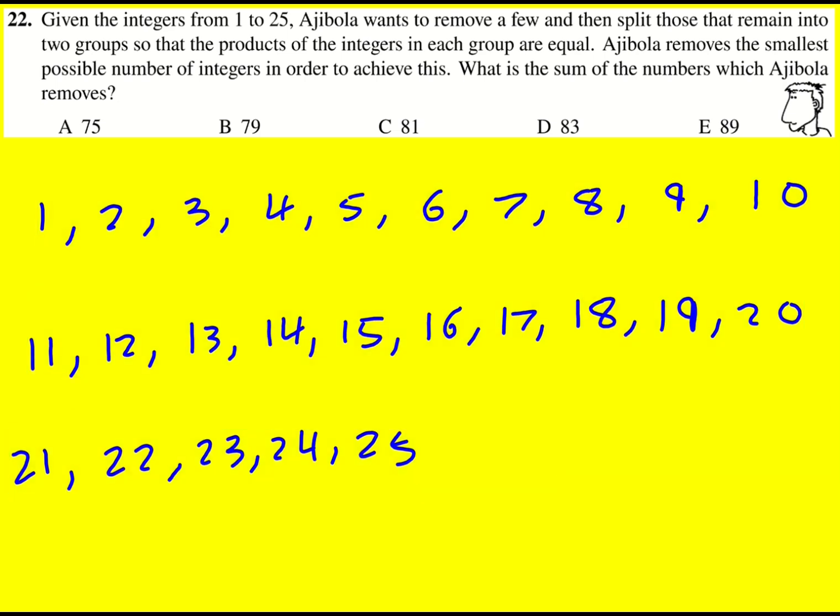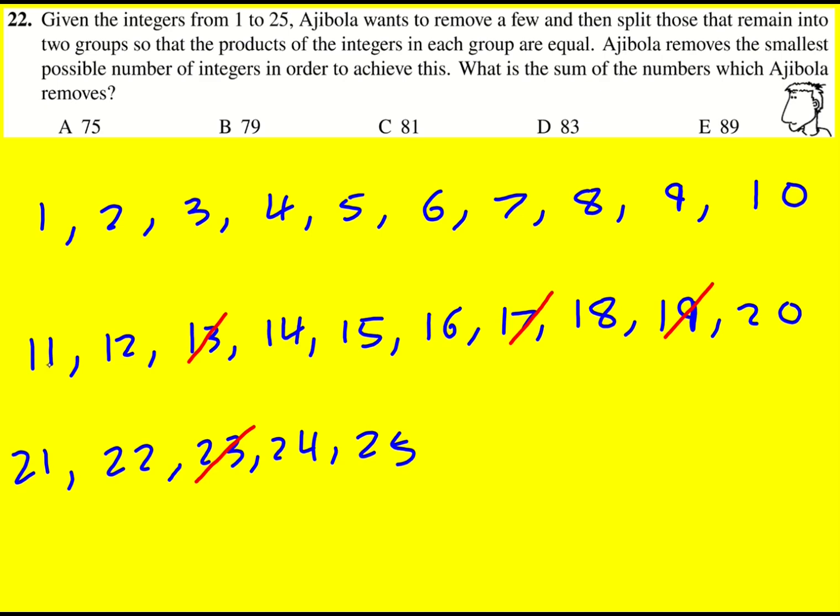Now, immediately, some are problematic because 23 is a prime number. And so if it's in the right-hand group, there's no way in the left-hand group you're going to get a multiple of 23, because by definition, 23 is only divisible by 1 and itself. So we're going to have to get rid of 23. And for similar reasons, we're going to have to get rid of 19, 17, and even 13.